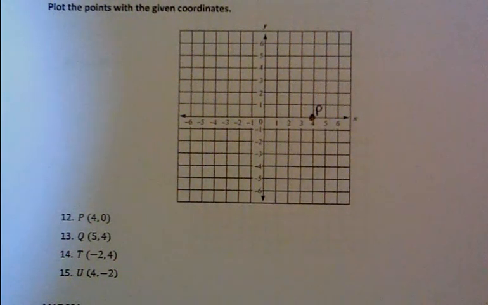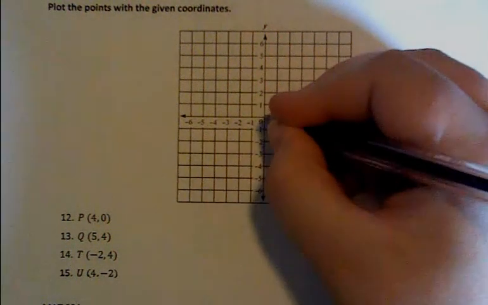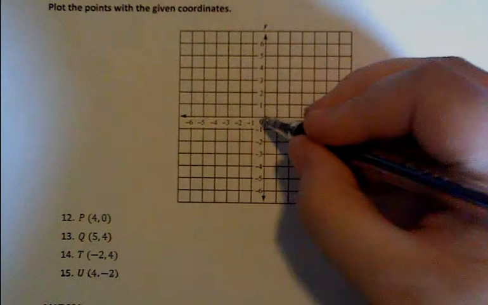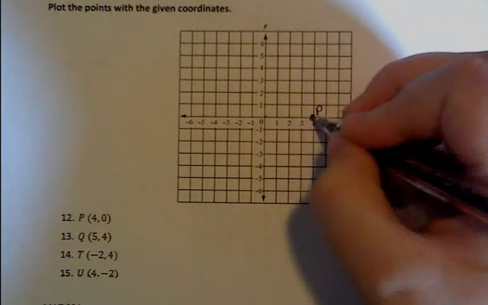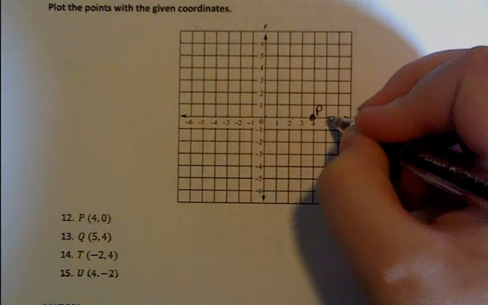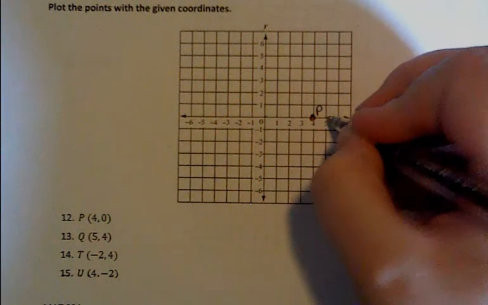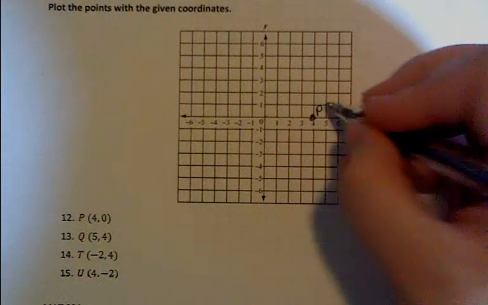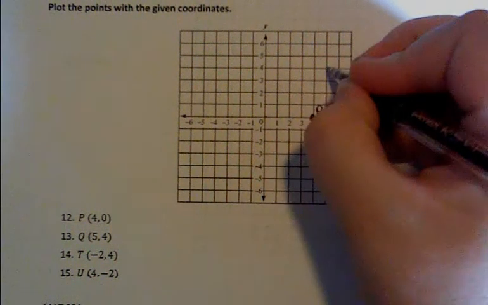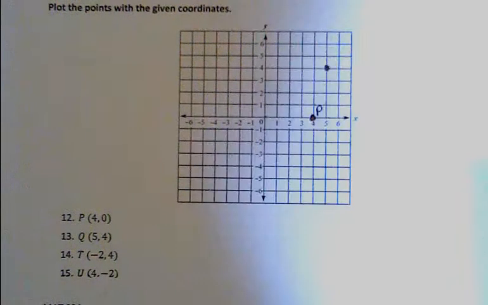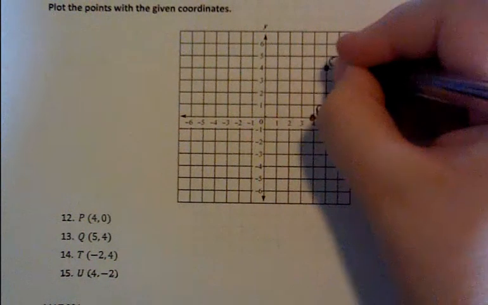Don't forget to label them with your variables so I know which dot goes for which problem. And then for 13, I've got Q is 5, 4. So I'm going to go to the right 5 because it's a positive 5 on my x. 1, 2, 3, 4, 5. And then I'm going to go a 4 on the y, and since it's positive, I go up. 1, 2, 3, 4. So that gives me my Q.